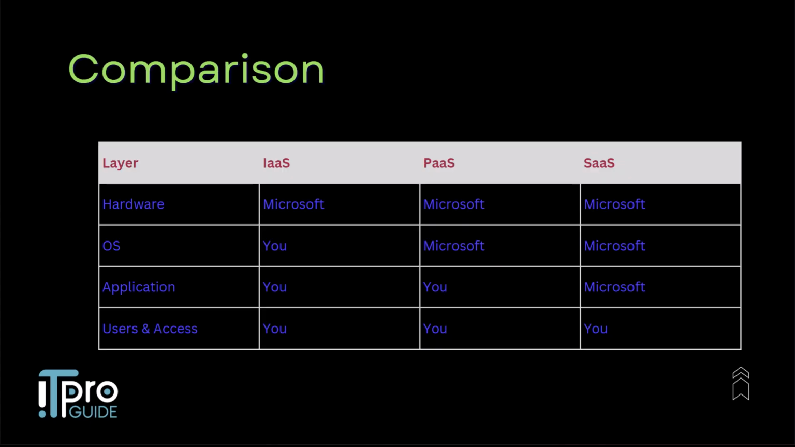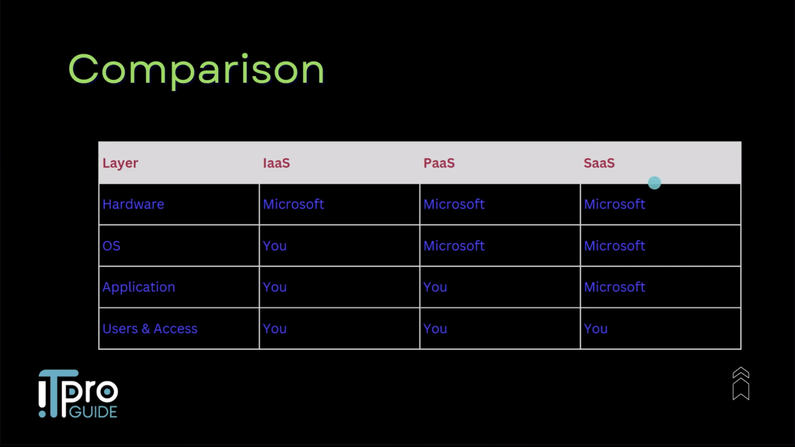So here is the simple responsibility comparison. If you are using infrastructure as a service, then your responsibility starts from the operating system, application, and users. Microsoft takes care of the hardware. If you're using platform as a service, one of the examples for this service is Azure Web Apps, where you only take care of your application and user access management. The OS and the hardware are under the responsibility of Microsoft. So that is called platform as a service.